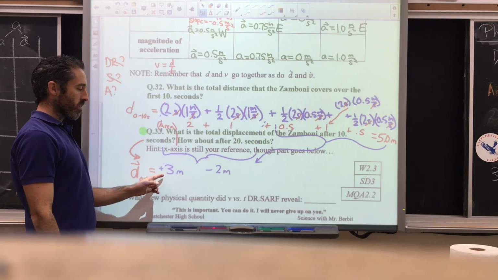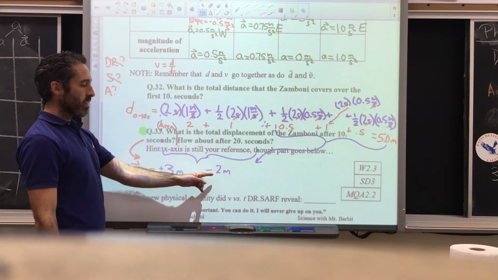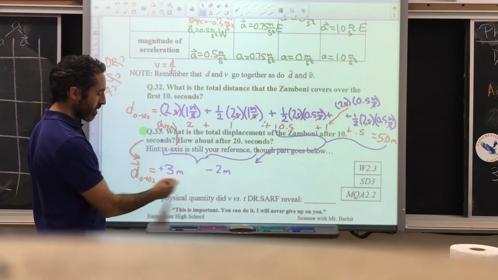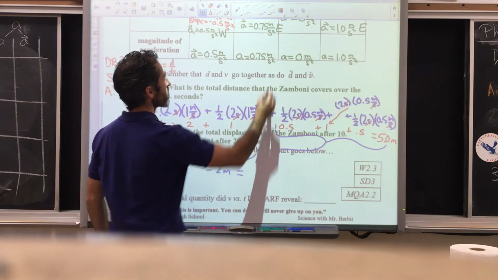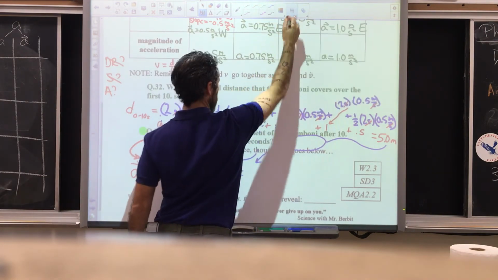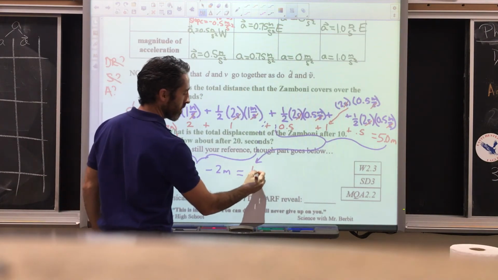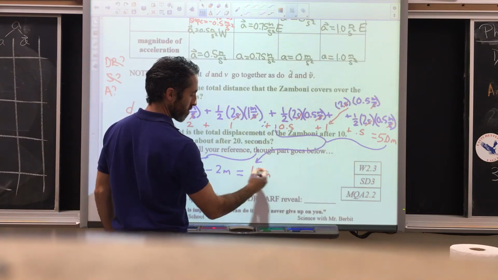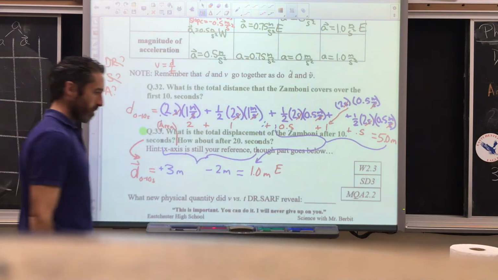This is positive, we called east. This is 3 meters east. And negative, we call west. This is 2 meters west. You put these two together, and what you end up with is a displacement of 1 meter, and it's positive, so it's east.